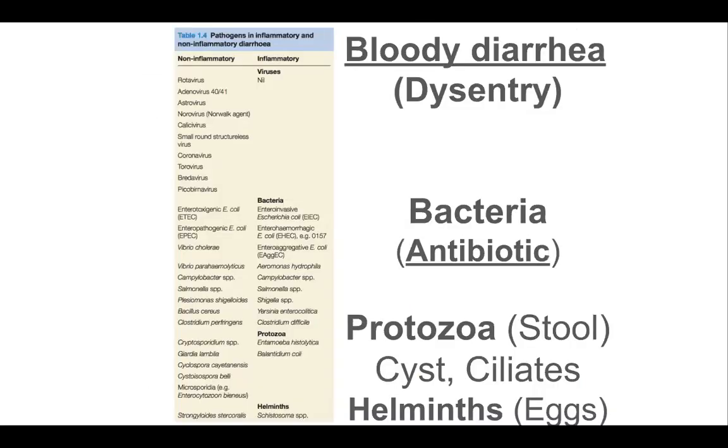How about bloody diarrhea, which is also called dysentery? As you can see, no virus will cause dysentery. It's only caused by bacteria. So in this case, you need antibiotic for the treatment. And protozoa can also cause dysentery. So, yes, you can find cysts and ciliates. And also, of course, helminths like schistosomiasis can also cause diarrhea. So in the stool, you will find the eggs of schistosomiasis.